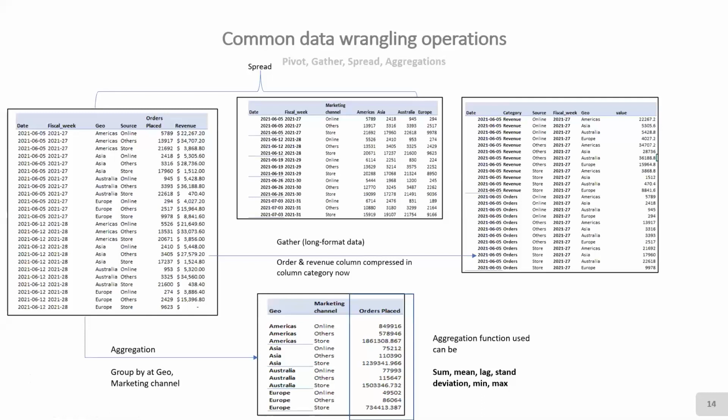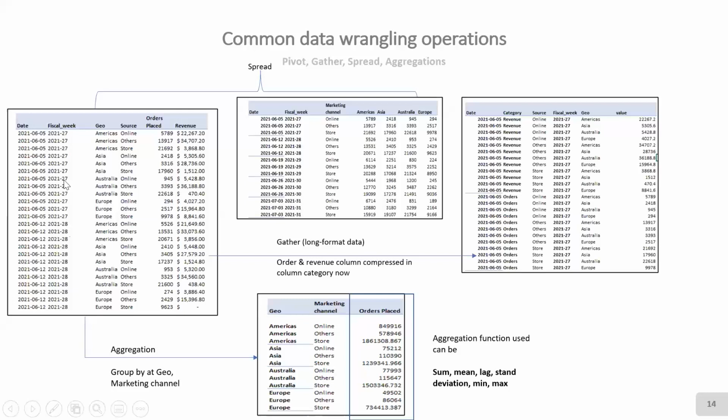Moving forward, the last aspect that we are going to cover here is data wrangling, or the major data wrangling approaches that we usually do in our day-to-day life. So I've categorized them into pivoting, which is basically spreading your data out long or gathering it into a concise form. It could also be aggregating into a form to create an output of an analysis.